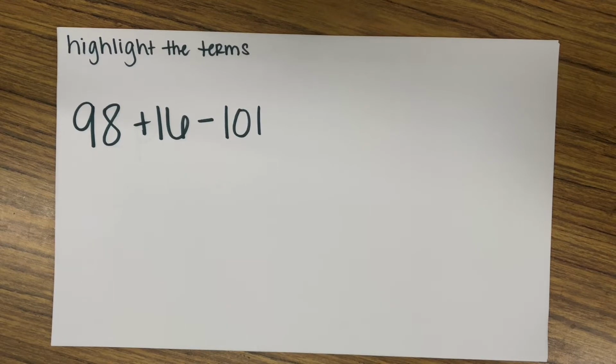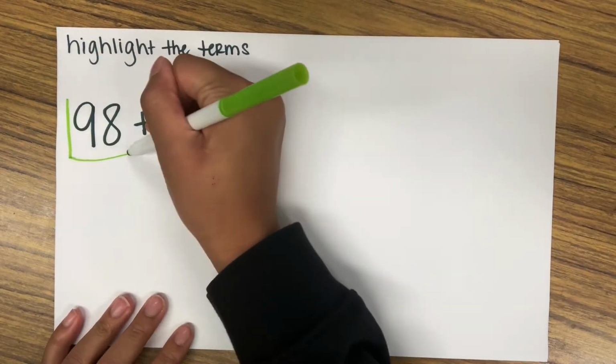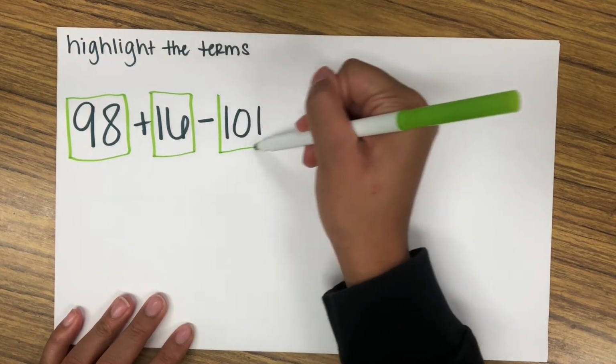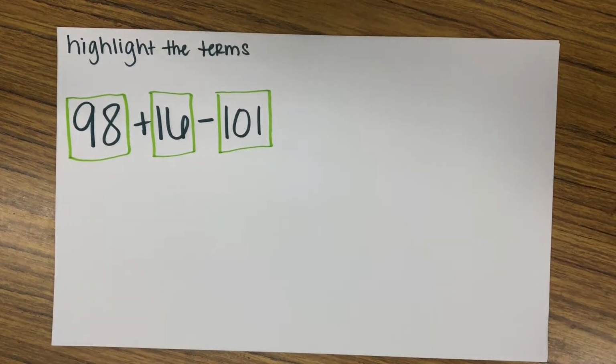We're starting with 1-7, parts of an expression. The instructions say, highlight the terms in each expression, then count the terms. Our first problem says 98 plus 16 minus 101. In your book, it describes that a term is anything that is separated by an addition or a subtraction sign. Therefore, in this specific problem, we would highlight 98, 16, and 101.